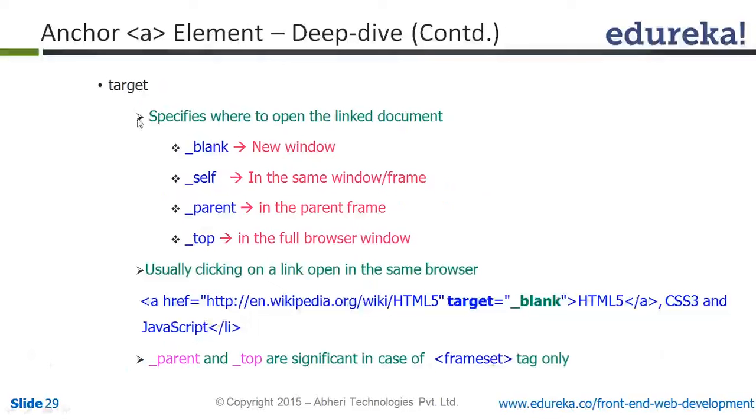In HTML, there's something called the target attribute. You can see here on the right-hand side, for the anchor tag, we know about the href attribute. There's a target attribute as well. For target, you can give different values. In this case, I have given blank. When you give blank, it opens in a new window. When you give self, it opens in the same window or frame, and so on, with different values.